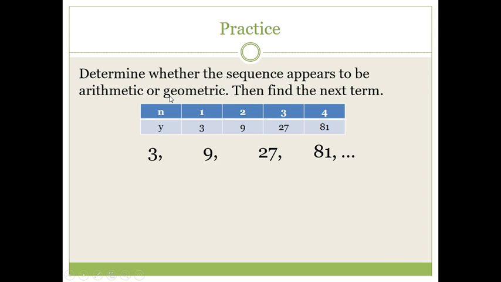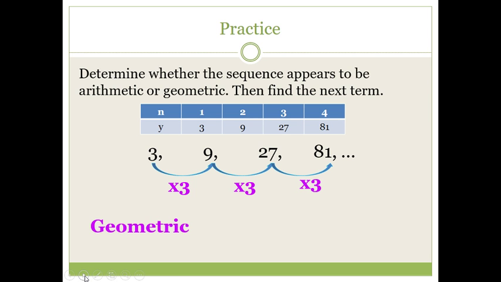So then I tried to see if it's geometric. I asked myself, what can I multiply 3 by to get to 9? Well, I could multiply it by 3, because 3 times 3 is 9. Let's see if that continues. 9 times 3 does give me 27. 27 times 3 does give me 81. So this sequence is geometric. The next term would have been 243, because 81 times 3 is 243.